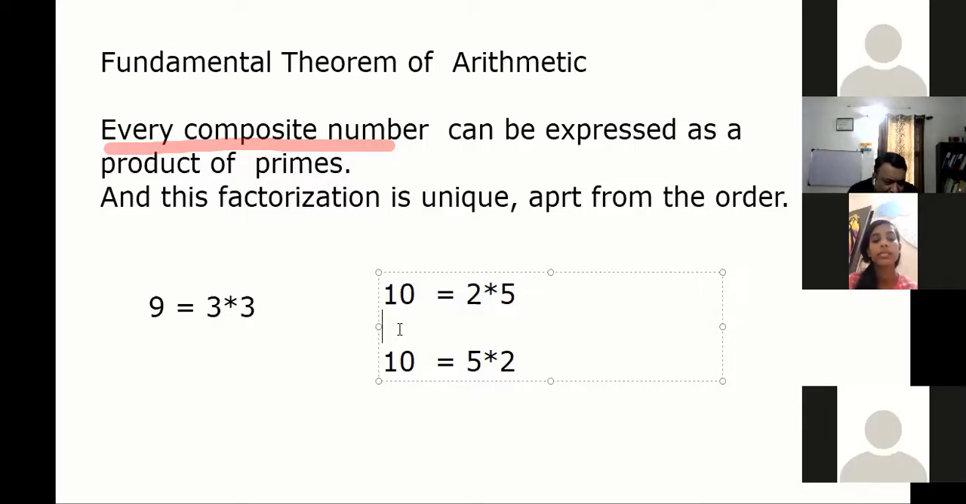I think it is Sagarika, right? Sagarika, right? Sagarika, it's clear? Yes, sir.